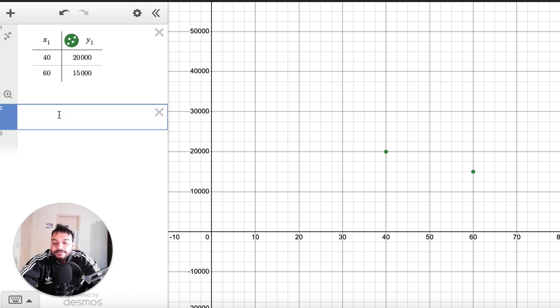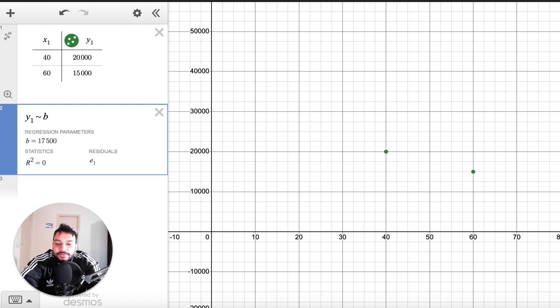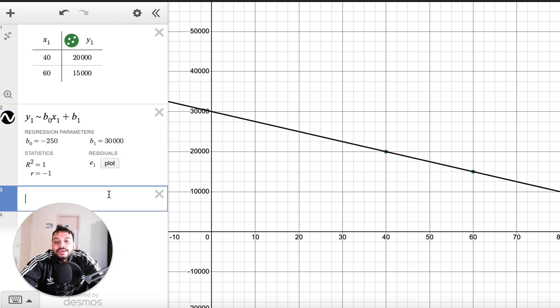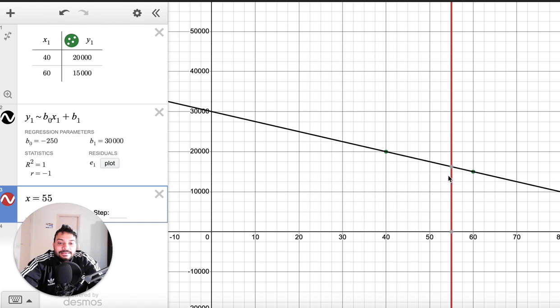We'll write the regression. Y1 tilde B0 X1 plus B1. Formed. Our equation is formed. You can see with increasing selling price, the demand is going down. Now they asked us what's the exact demand at selling price of $55. So simply put X is equal to 55. And here's the point of intersection. At $55, it's 16250. That's the demand.